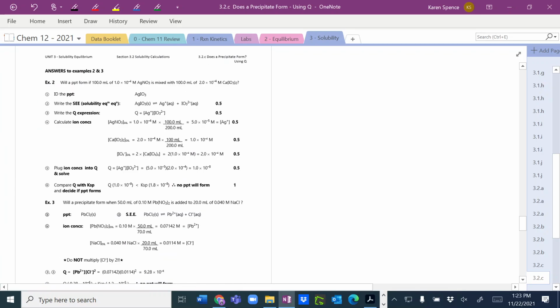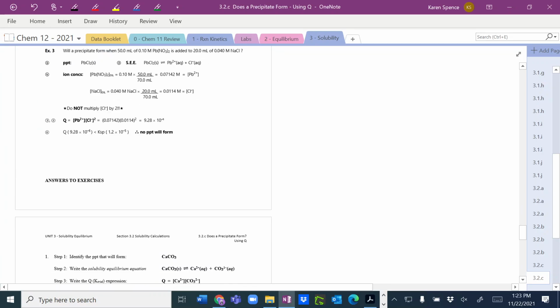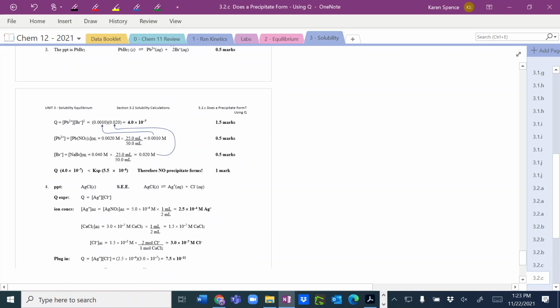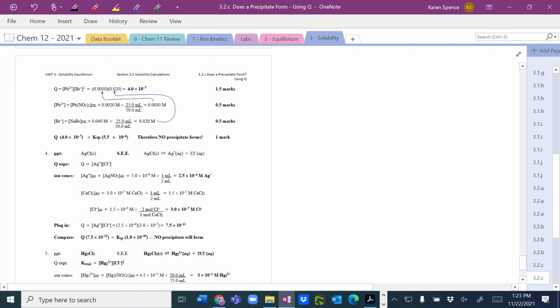Okay, so that is on page, whatever page that's on, I don't know. Try a few of the exercises, wherever they are.